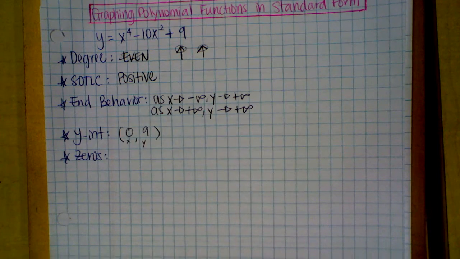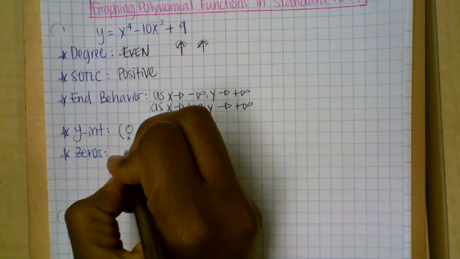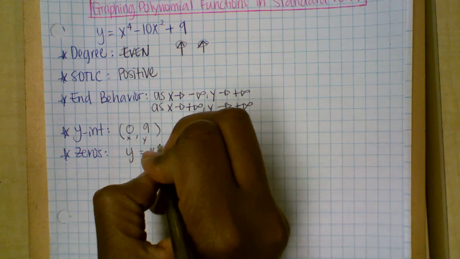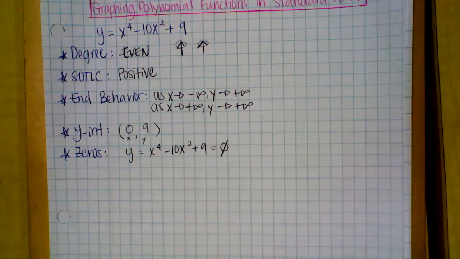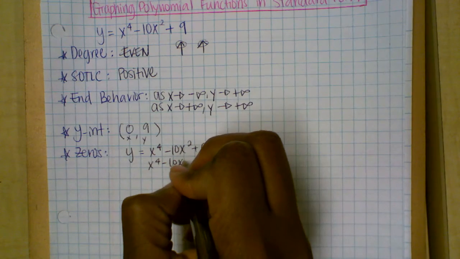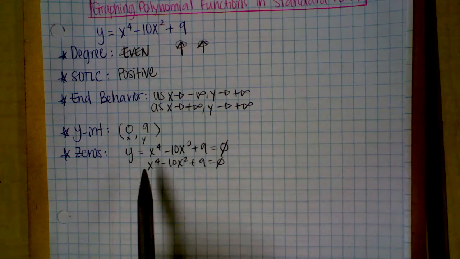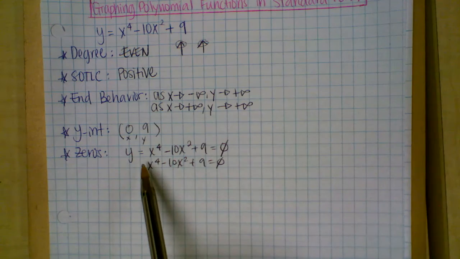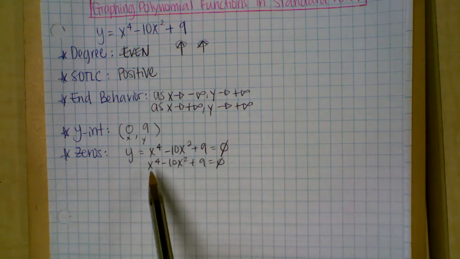And to identify the x-intercepts, we want to figure out when y is equal to 0. So when y, which is x to the 4th power minus 10x squared plus 9, is equal to 0. Okay, so I'm just going to rewrite. We want to find out what is the x value when y is 0. So I just rewrote the equation without the y.